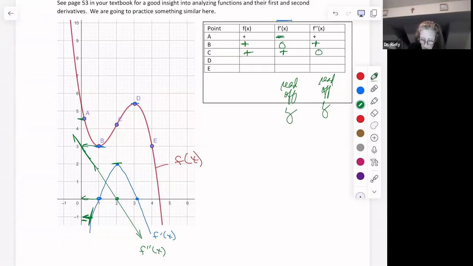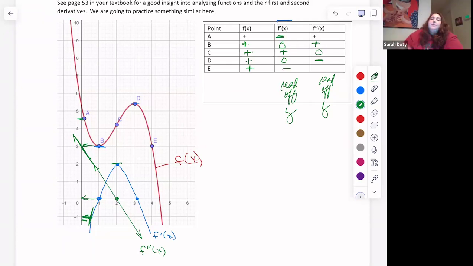D, you're going to read off the y-axis, it's going to be positive. But then if you read down, that should be a 0 there. And then it should be negative over here. And the last one, E, you're reading a positive y value. And when you read way down, they both will be negative.